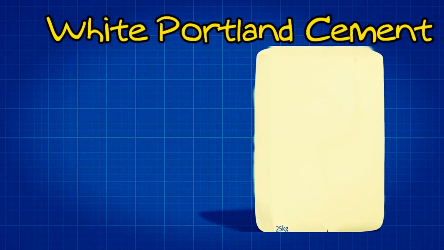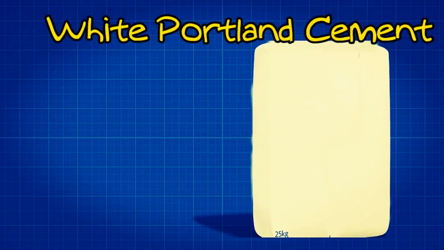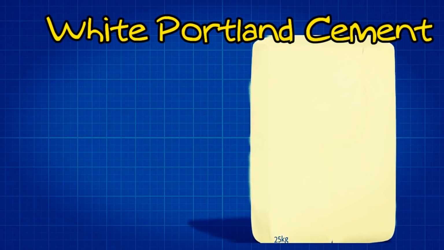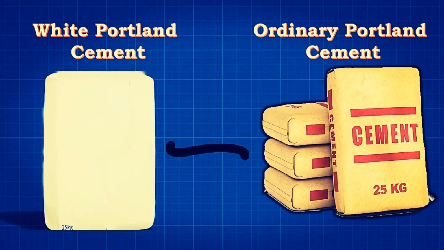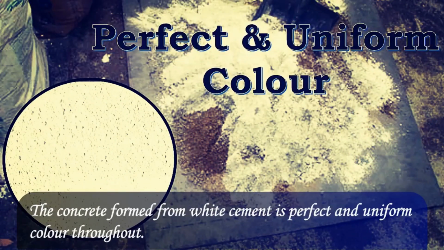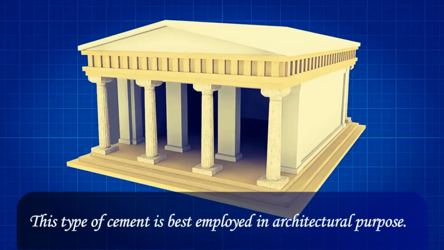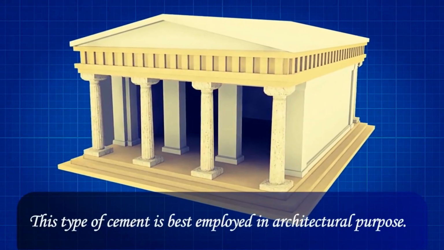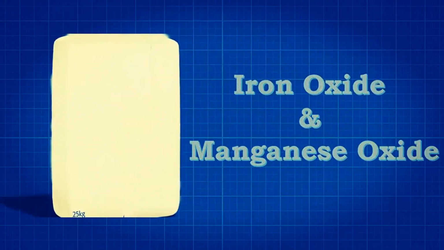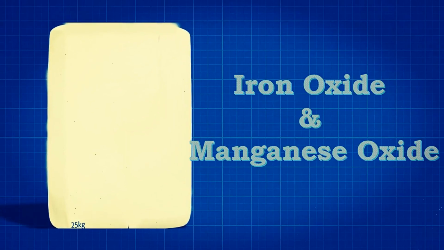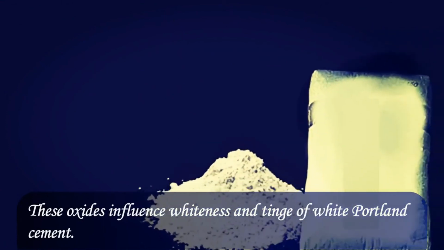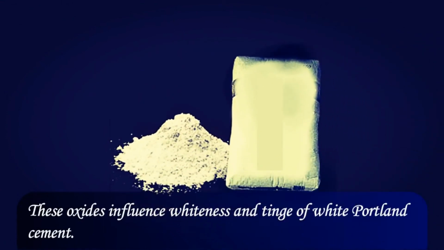White Portland cement. This video explains what is white Portland cement and common uses of white Portland cement. White Portland cement is similar to ordinary Portland cement except white color. The concrete formed from white cement is perfect and uniform color throughout. This type of cement is best employed in architectural purpose. This cement consists of a very slight volume of iron oxide and manganese oxide. These oxides influence whiteness and tinge of white Portland cement.